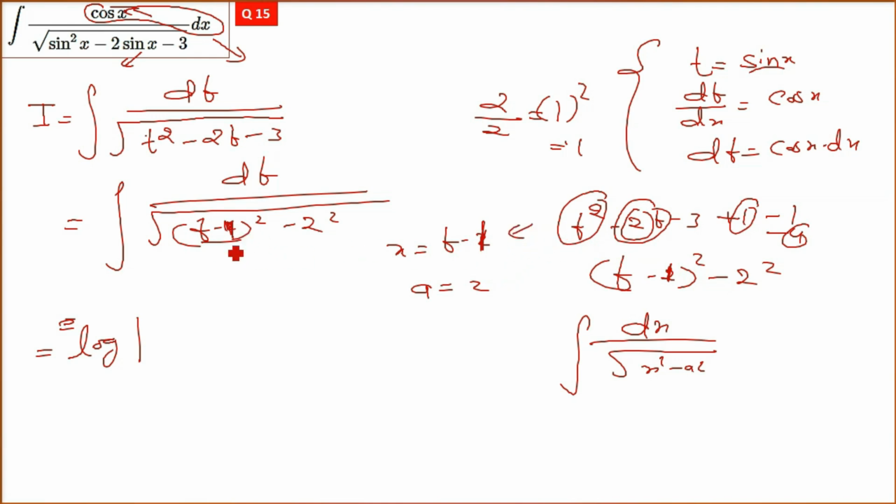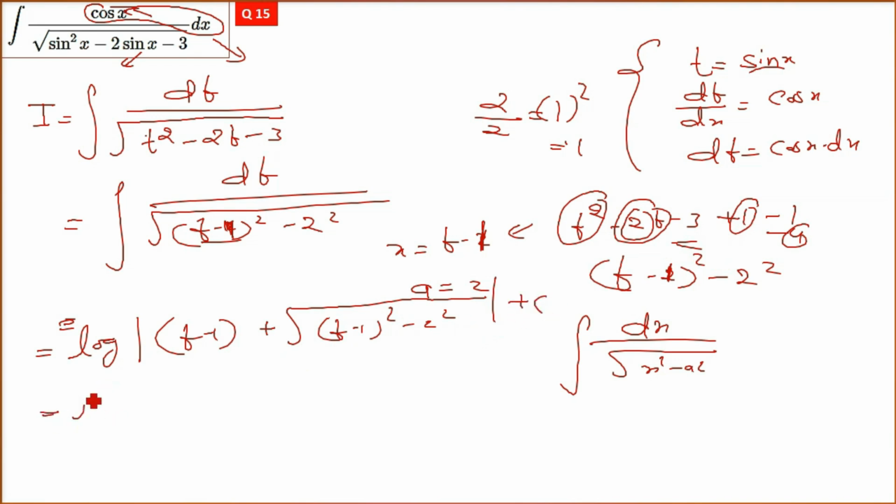Alright, now coming to solving: x equals t minus 1, and a will be 2. So log t minus 1 plus under root, this whole is going to come: t minus 1 whole square minus 2 square. You already know from where it has originated; we have already done that. Now replacing this t by sine x finally, so log modulus sine x minus 1 plus, and now don't worry about this. Even if you open it, it will be the same stuff from where we started.